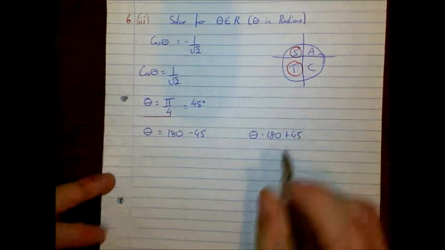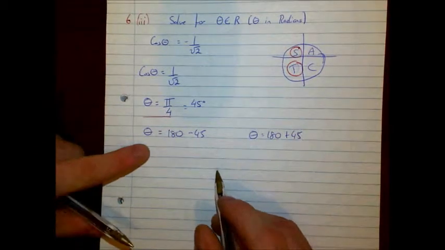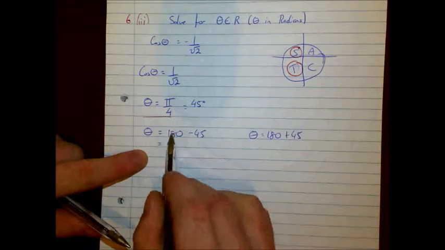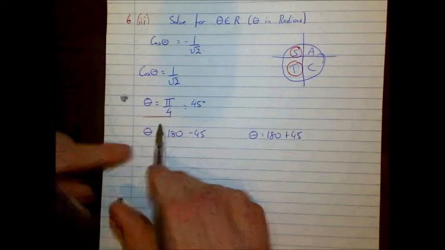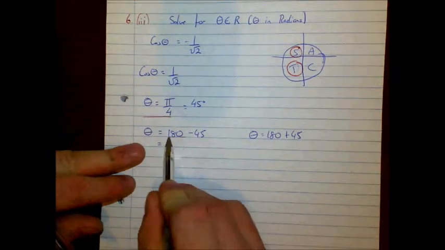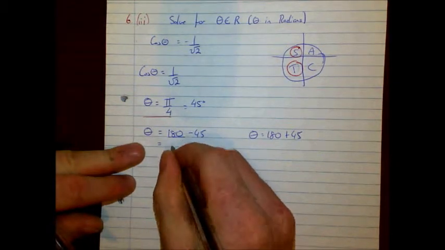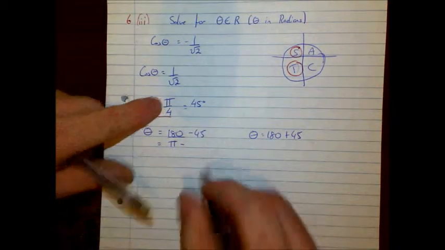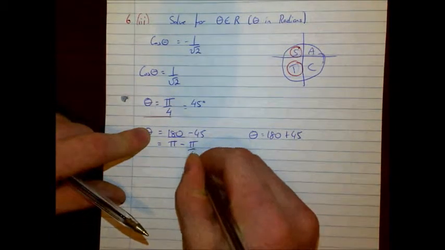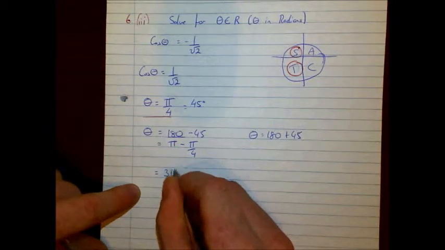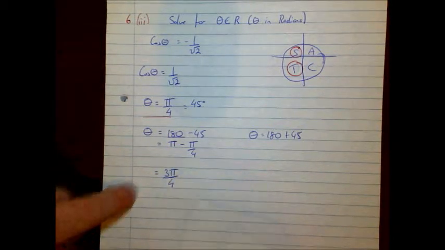But we're not doing it in degrees, we're doing it in radians. Still, it's easy enough. The only difference now is I'm going to put it in radians. So 180 is actually pi radians. That's pi minus pi over 4 radians, which is 3 pi over 4. So theta is equal to 3 pi over 4 radians.